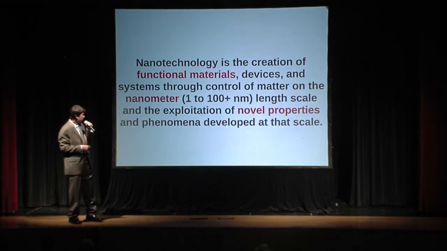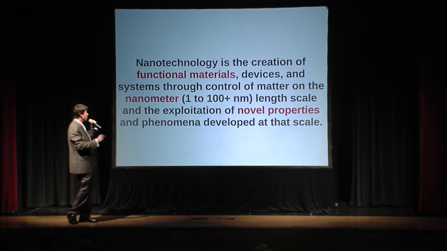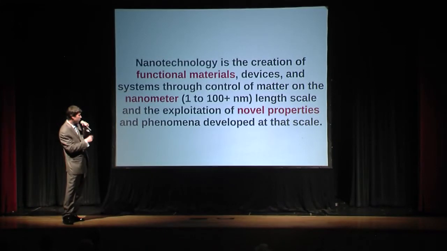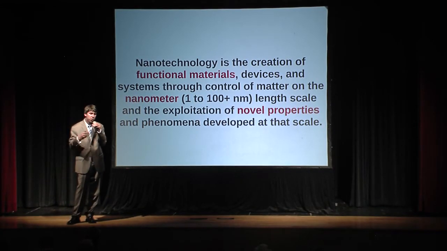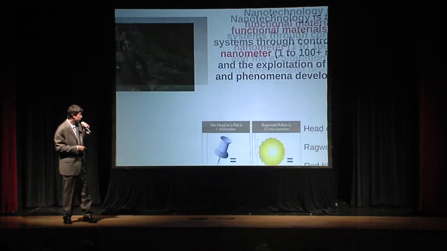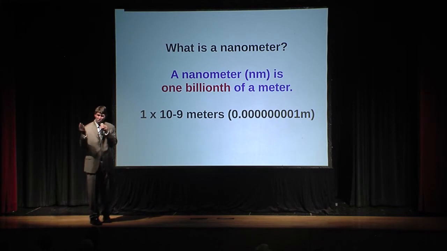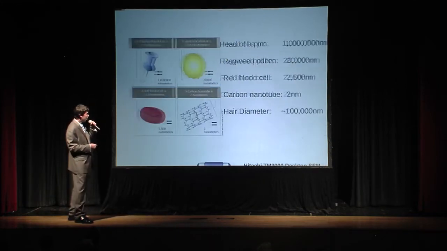So when we talk about nanotechnology, it's the creation of functional materials, devices and systems through the control of matter on the nanometer length scale, 1 to 100 nanometers, so we can exploit novel or new properties. A nanometer is one billionth of a meter. That's hard to imagine. Could you imagine $1 billion sitting in front of you right now? I couldn't. Or one billionth of a dollar. That's even crazier, right?